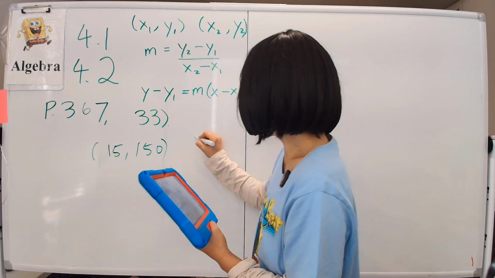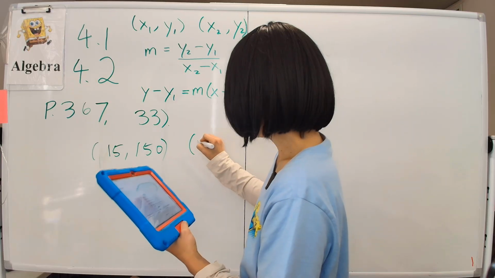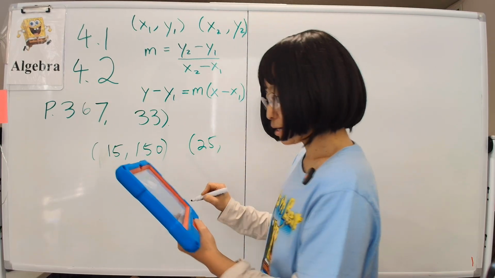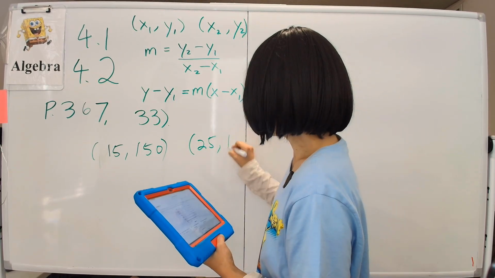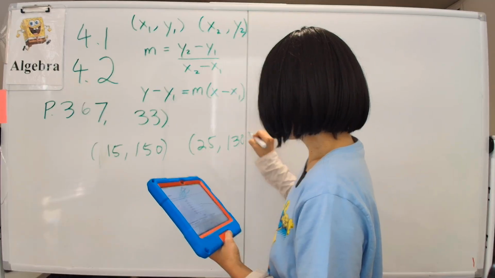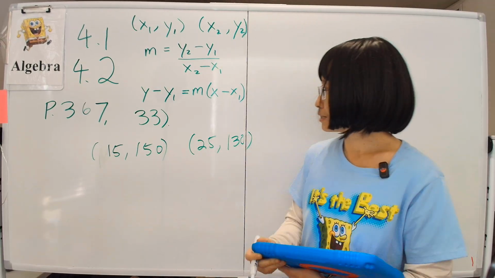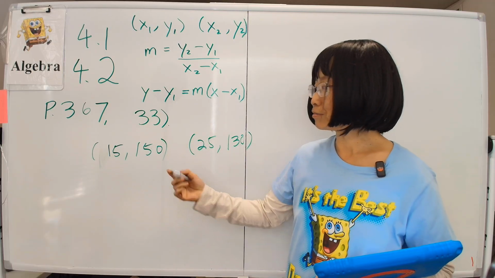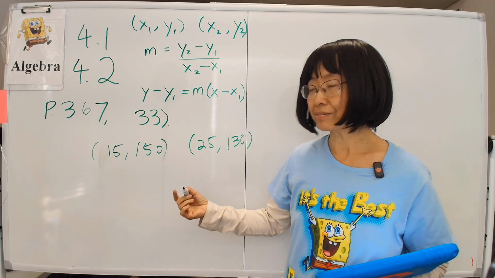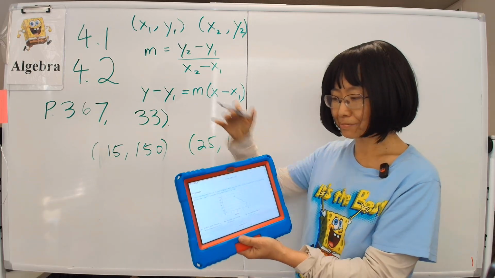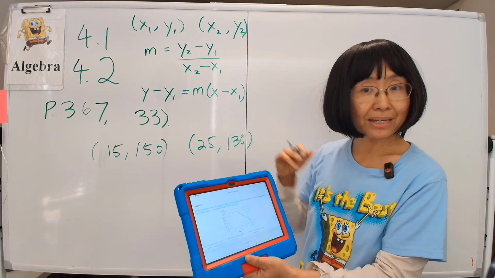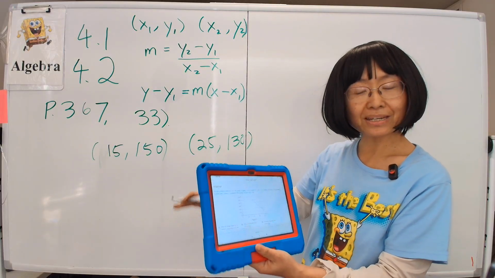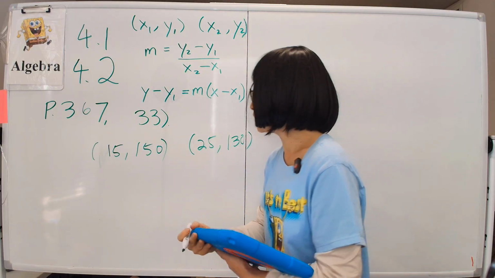And then when x is 25, the y value is 130. All right, so the question is, what will x be when the y value is 0? As you can see, it keeps going down, so eventually it might hit 0, right? The y value might hit 0. What would x be? So let's do that.